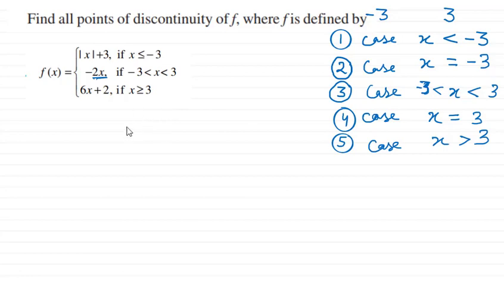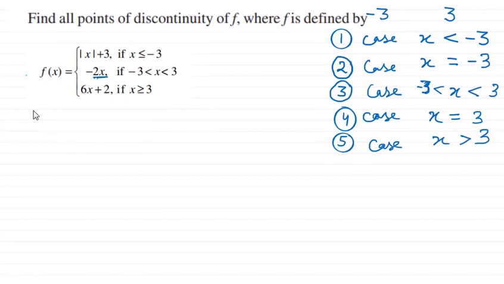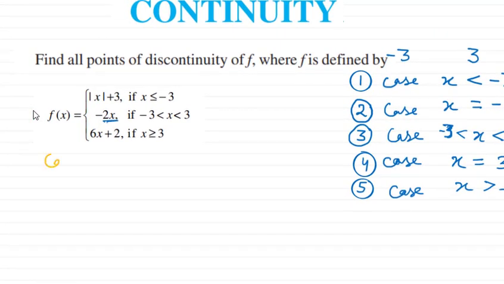Now let's see the first case, when x is less than -3. Here, instead of taking x, you have to take some other constant. So here I am taking k. You can also take c. So let the first case be k less than -3.